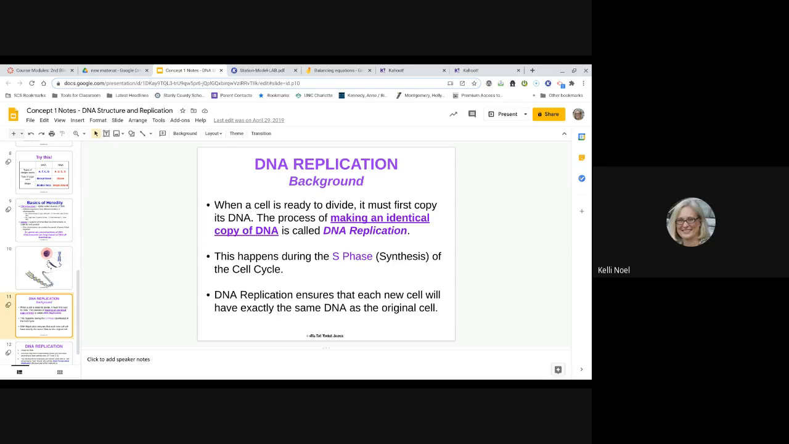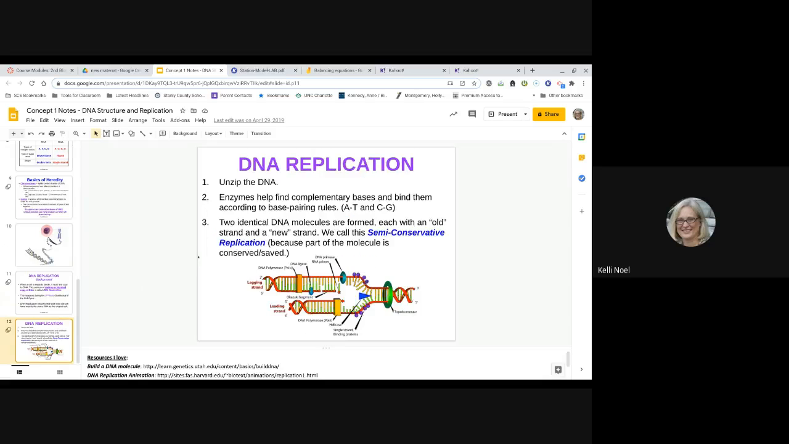So before the cell can even think about dividing, it has to have a copy of DNA. So DNA replication, we didn't talk a lot about that in cell cycle. We're going to talk about it now and how it makes copies. So here's kind of the steps. You're going to be watching a video on this and then doing an activity.